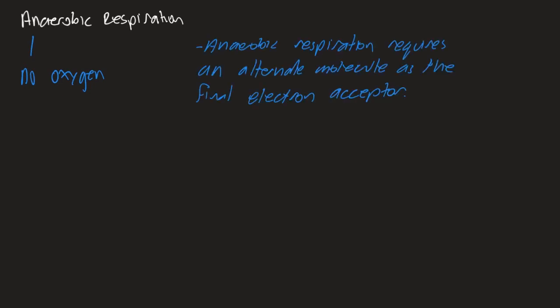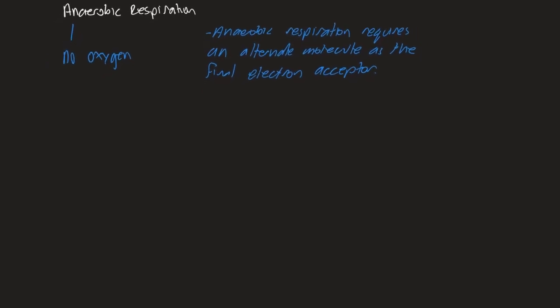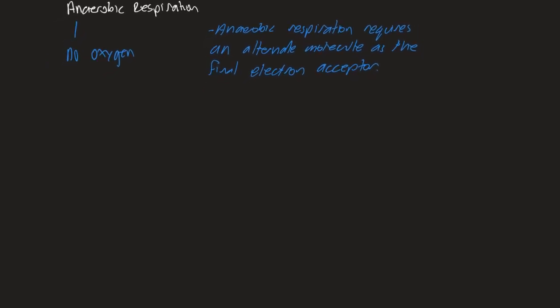The role of oxygen in aerobic respiration is to be the final electron acceptor at the end of the electron transport chain. With anaerobic respiration, there's no oxygen, so there needs to be an alternate final electron acceptor. Now, why is there a final electron acceptor if there's no electron transport chain?